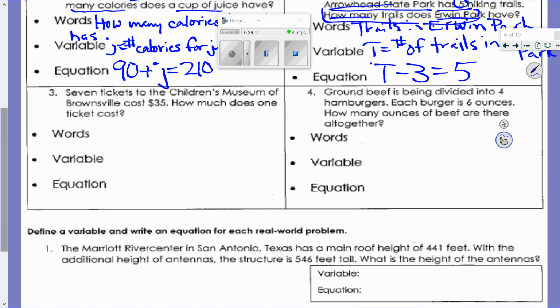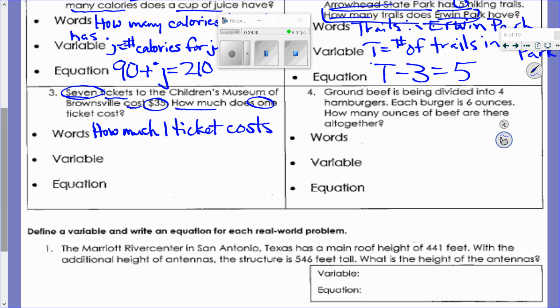Our next one, 7. Even though it's written out in English, we circle it because it's a number. Tickets to the Children's Museum cost $35. How much does 1 ticket cost? So what are we trying to find in words? How much 1 ticket costs?